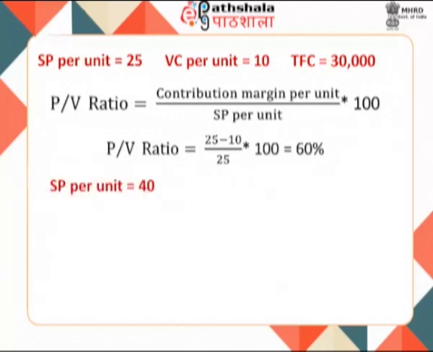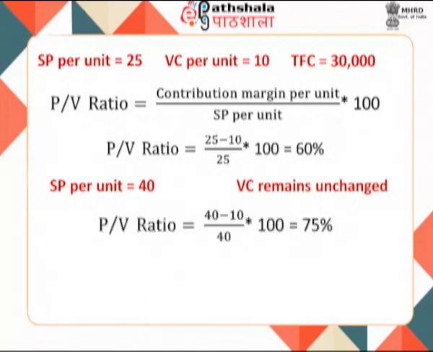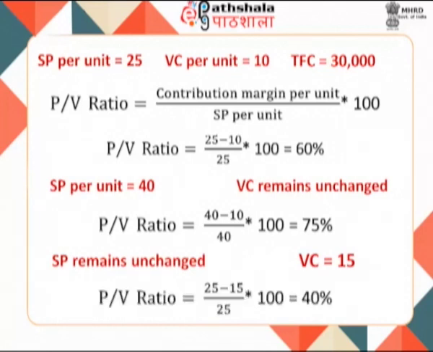If the selling price increases to Rs 40 and the variable cost remains unchanged, the PV ratio will increase to (40 minus 10) divided by 40 multiplied by 100, which is equal to 75%. If the selling price remains unchanged and the variable cost increases to Rs 15, the PV ratio will decrease to (25 minus 15) divided by 25 multiplied by 100, which is equal to 40%.